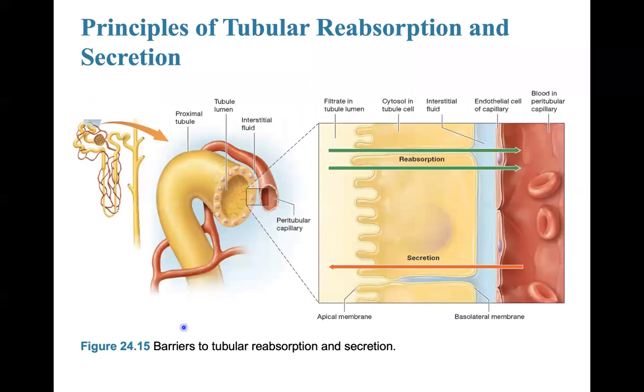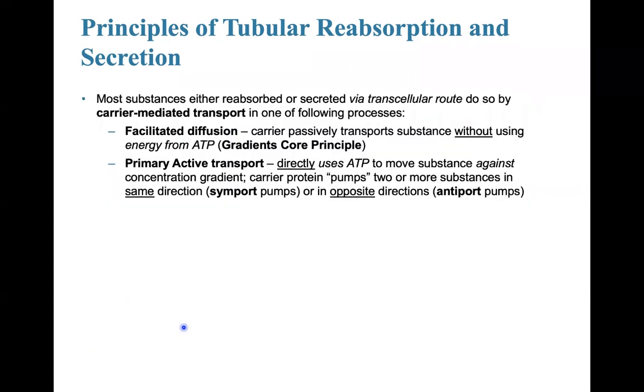So here you can see the differences between the transcellular as well as the paracellular and either passive or active. Active is indicated in red here. Most substances either reabsorbed or secreted via the transcellular route do so by carrier-mediated transport. These are transport proteins. In one of the following processes, you have facilitated diffusion. This is where the carrier passively transports substances without the use of energy from ATP. This is typically going down concentration gradients as well.